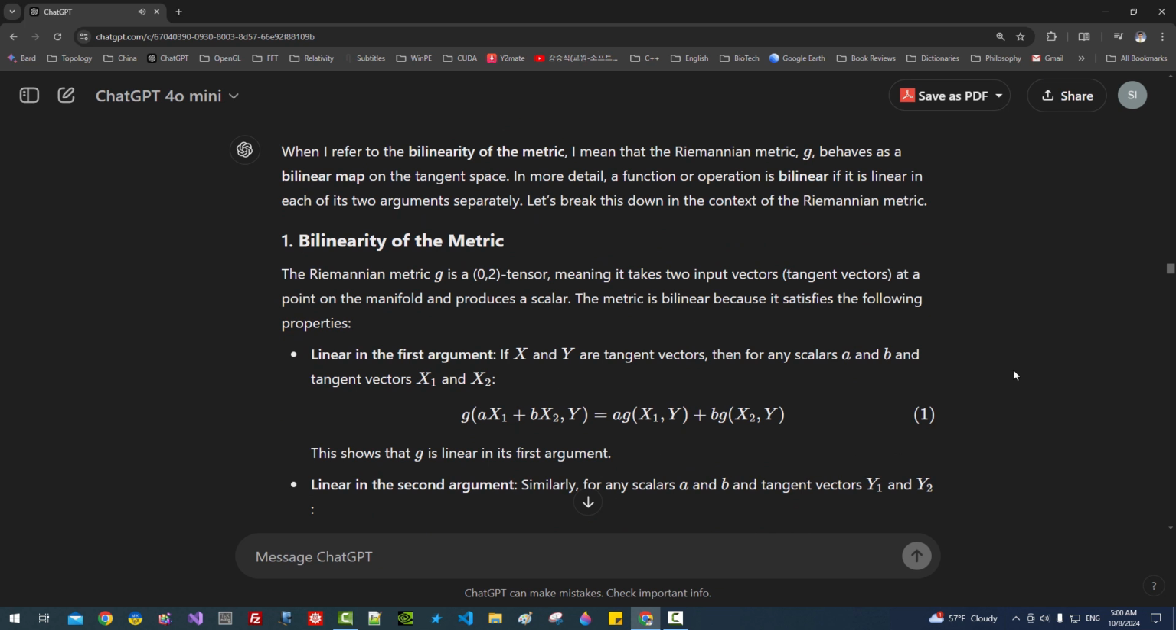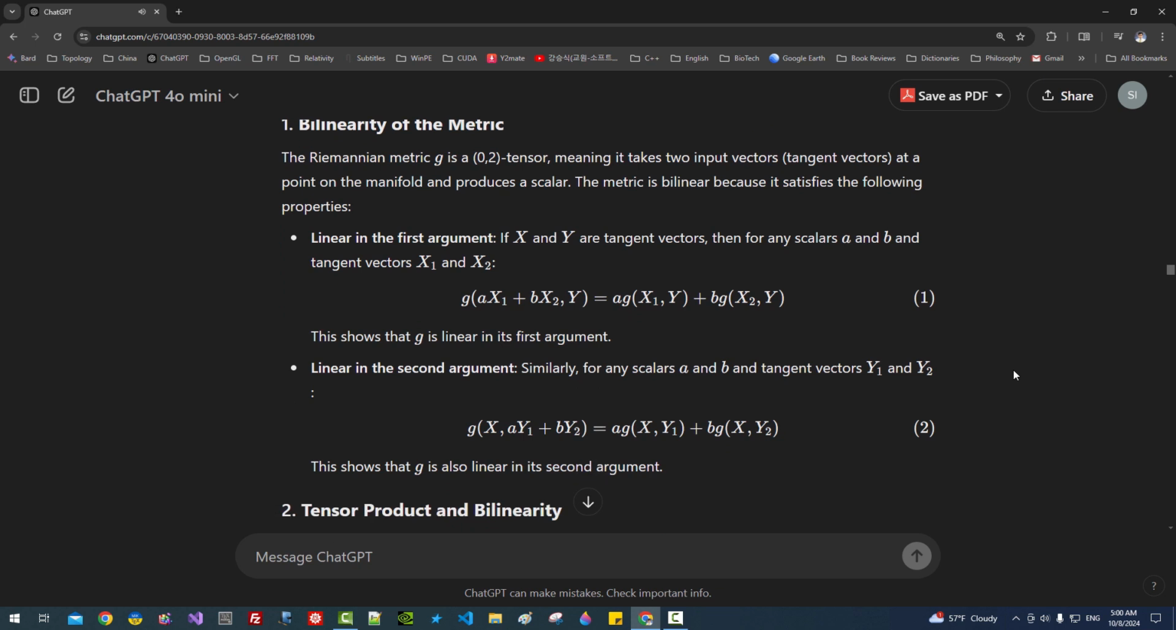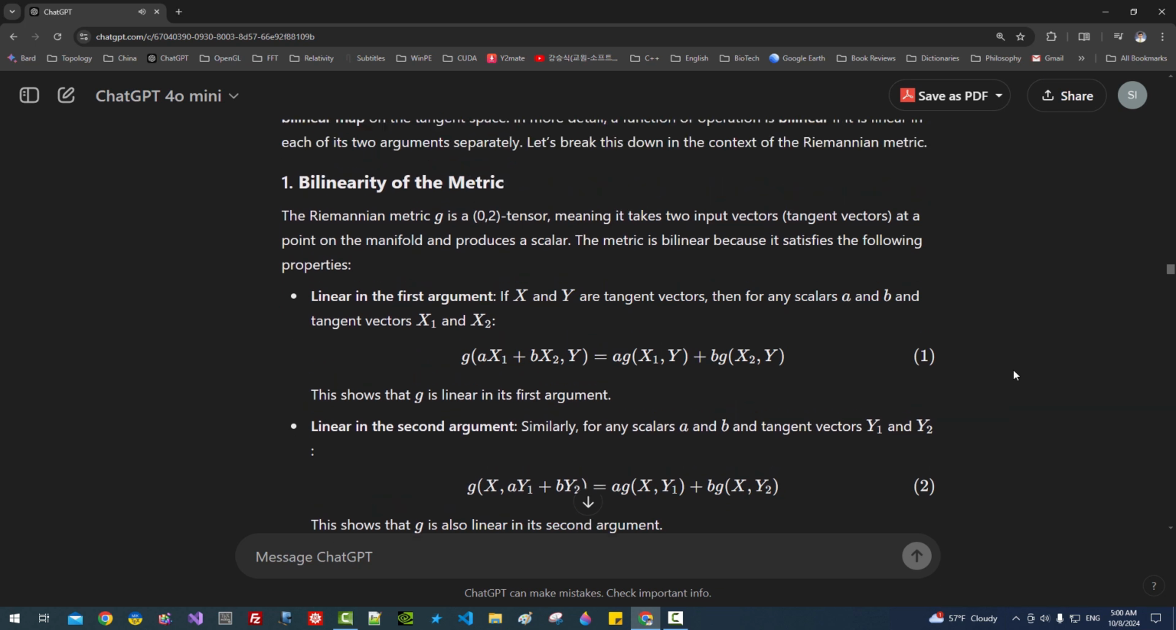In more detail, a function or operation is bilinear if it is linear in each of its two arguments separately. Let's break this down in the context of the Riemannian metric. Number 1. Bilinearity of the metric. The Riemannian metric g is a 0-2 tensor, meaning it takes two input vectors, tangent vectors, at a point on the manifold and produces a scalar. The metric is bilinear because it satisfies the following properties.